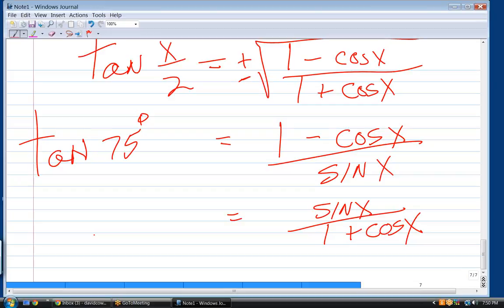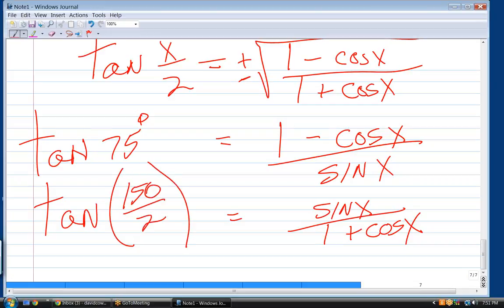It's the tan of 75 degrees. So what's x going to be? Well, for this, what I want to do is find something like a 30-degree angle. In other words, I'm going to write the 75 degrees as 150 divided by 2. Now I can use the half angle formula for 150 degrees. So let's try the first one.